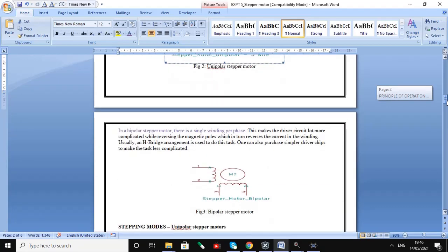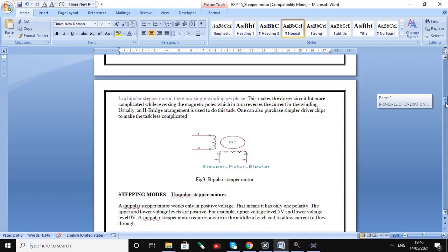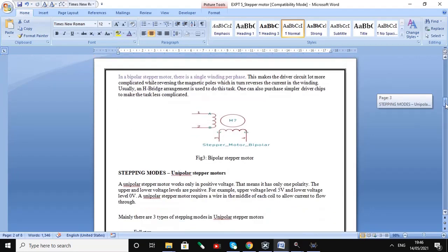Now in the bipolar stepper motor, there is a single winding per phase. So 1, 2, 3, 4. This is the first winding, this is the second winding. As we know, a stepper motor gives precise motion in the form of steps.